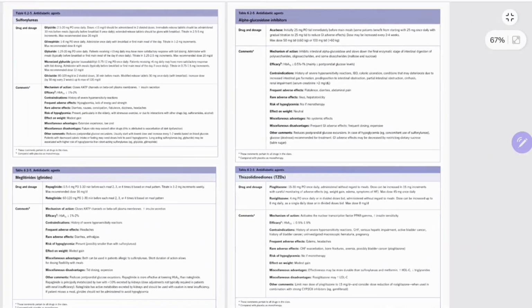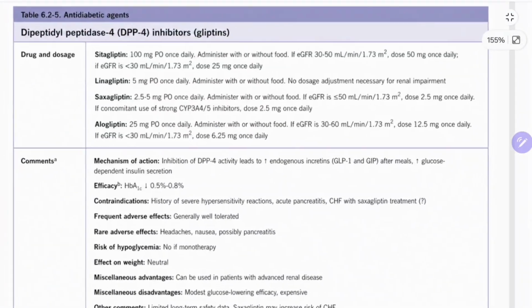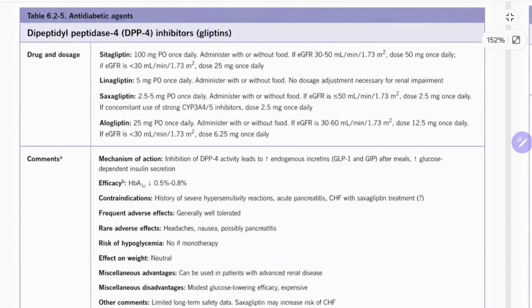Okay, we will now move on to the next category of drugs, that is DPP4 inhibitors. We need to finish this. I will discuss only these two, because they are very commonly used. Sitagliptin is given at a dose of 100 mg per oral once daily, with or without food, no relation with food.